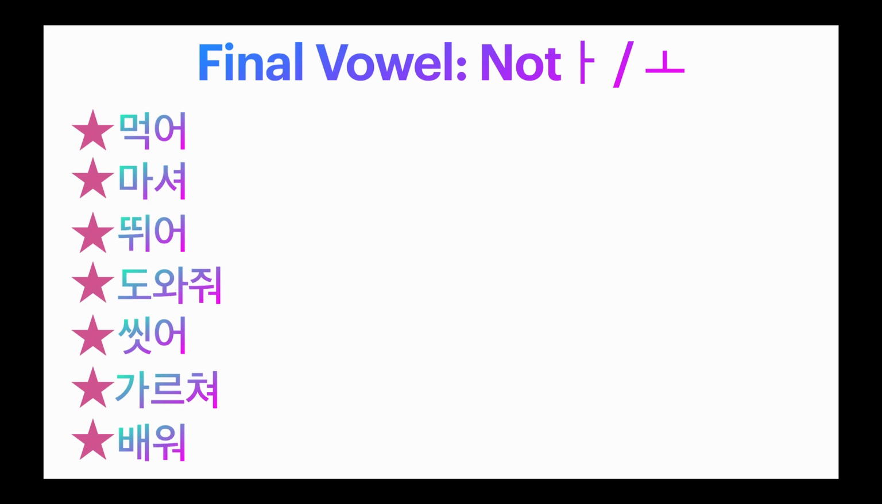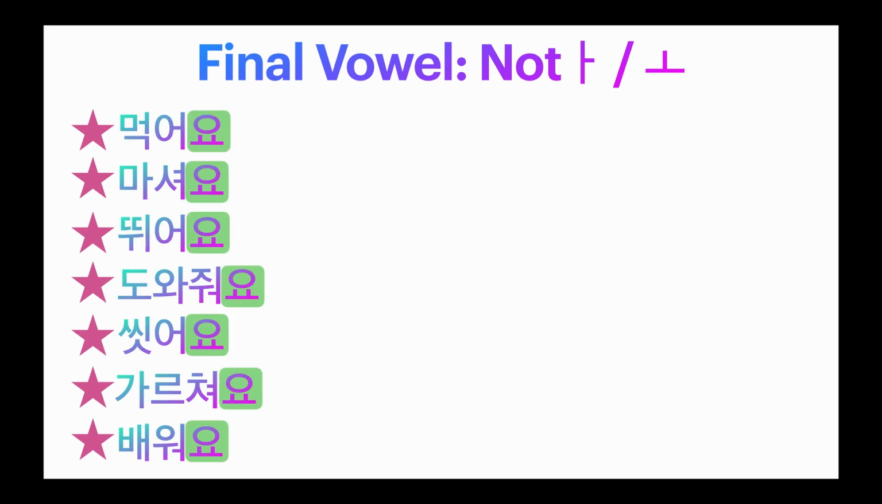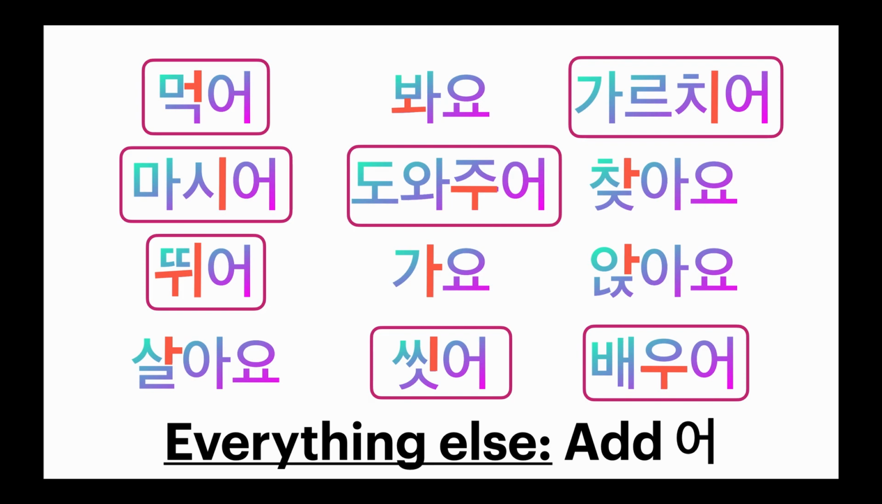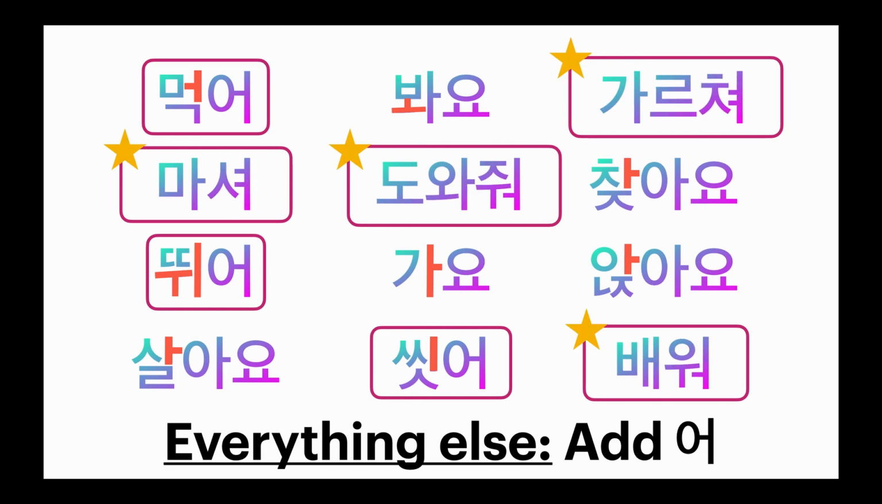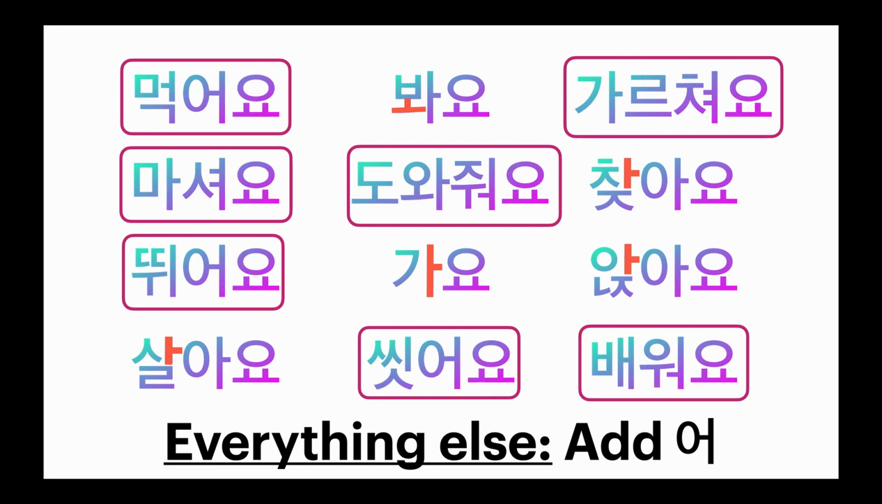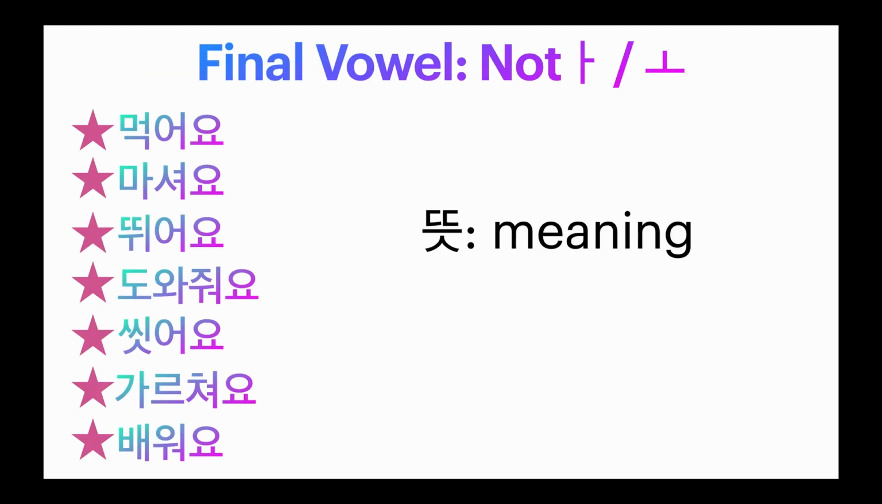And for the 4th or 10th or 100th time, in order to make all of these polite, we will then add yo. So back to our list right here, we merged some of the vowel sounds, and then we made everything polite by adding yo. But now it's time to go over the 뜻, aka the meaning.